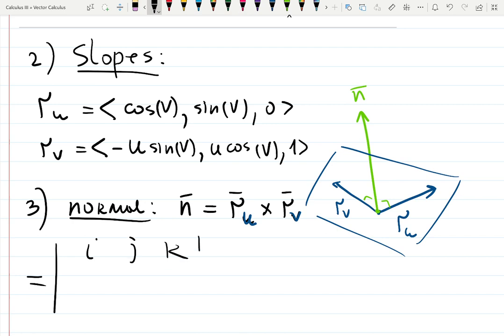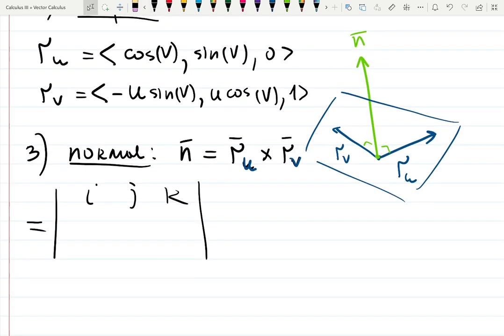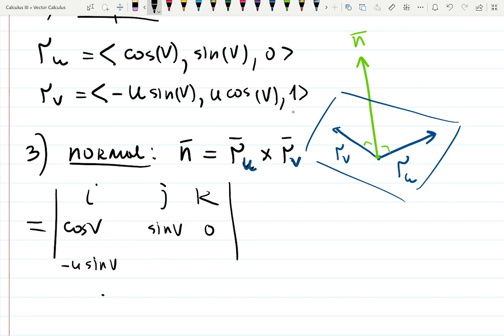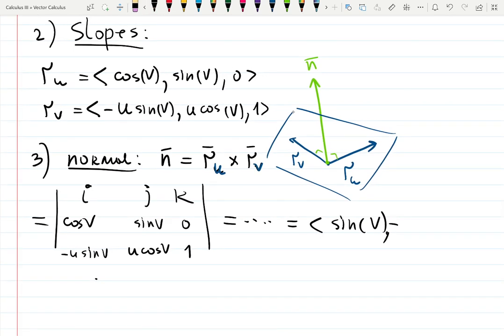I, J, K. And then we put cosine v and sine v and 0, minus u sine v. Make more space, not like I just did. Move a little bit, nice. U cosine v and 1. And then you multiply everything the way it should be. Collect terms. Skipping this. Sine v minus, no, not minus, it should be a vector. Remember, cross product is a vector. Cross product gives you a vector, that's why we call it vector product.